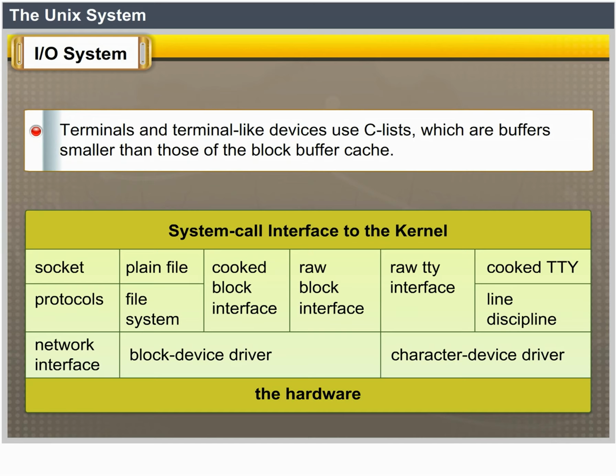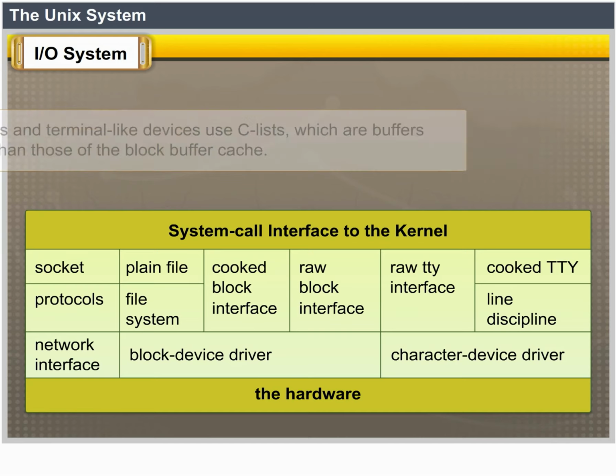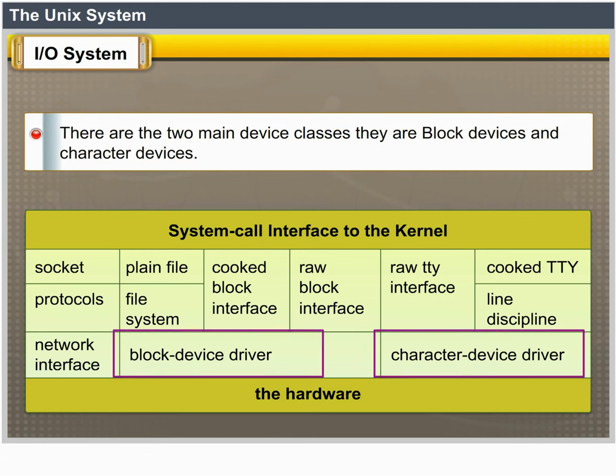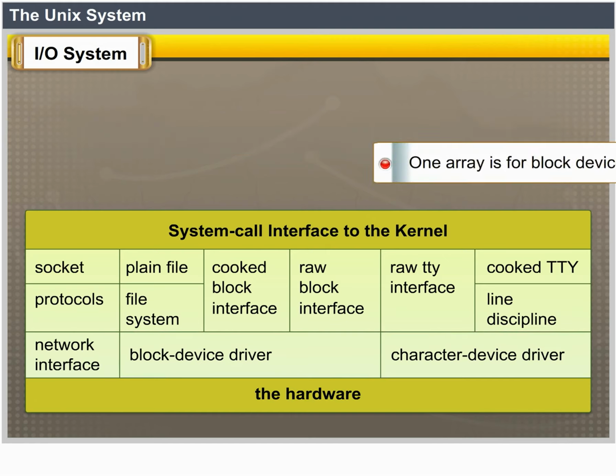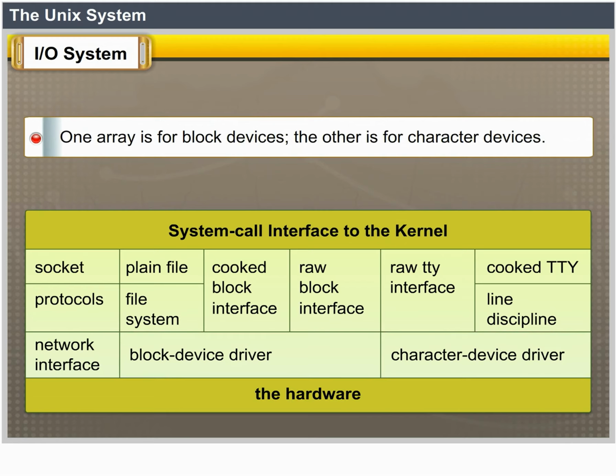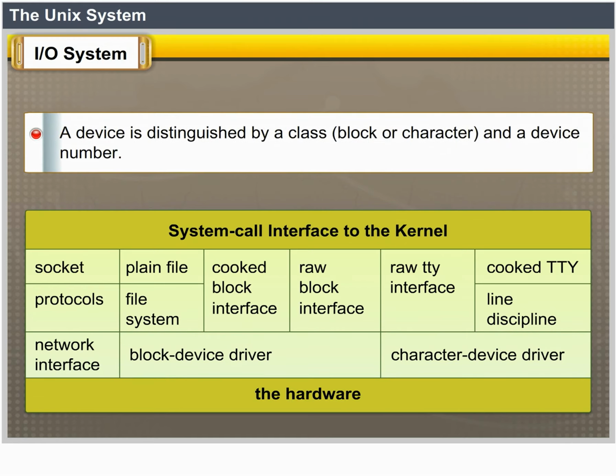Block devices and character devices are the two main device classes. Devices are accessed by one of two arrays of entry points. One array is for block devices, the other is for character devices. A device is distinguished by a class, block or character, and a device number.